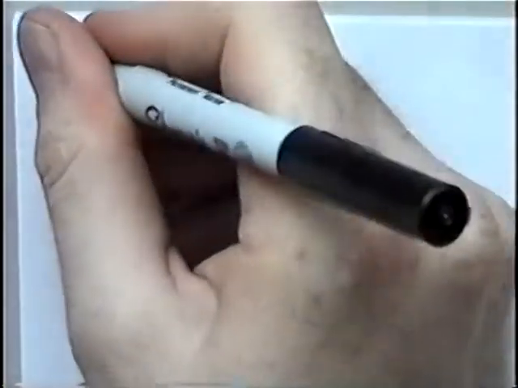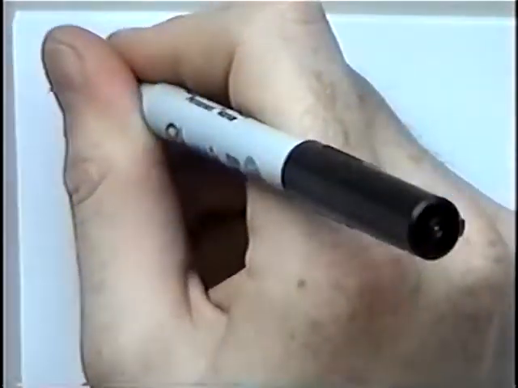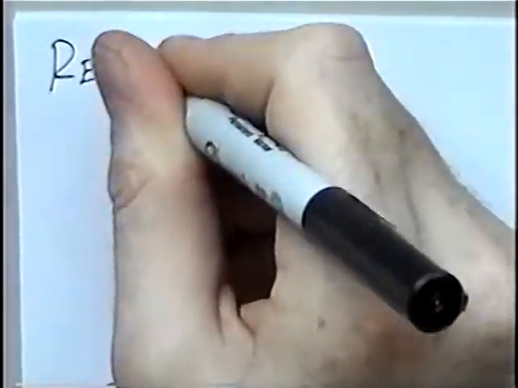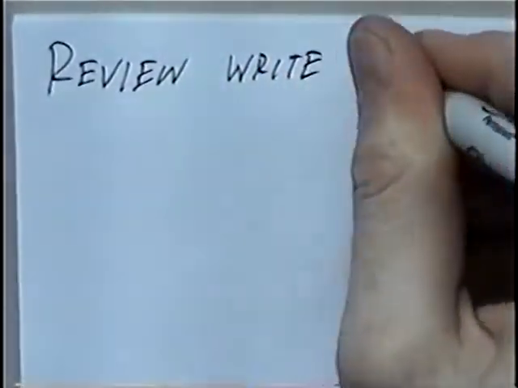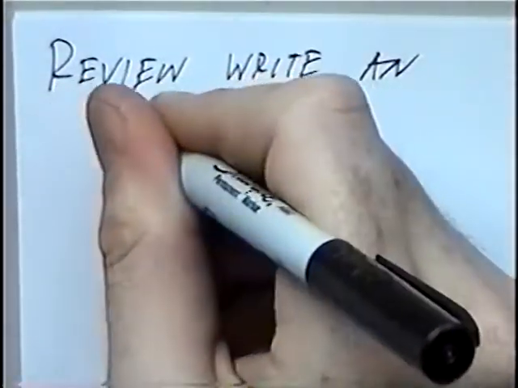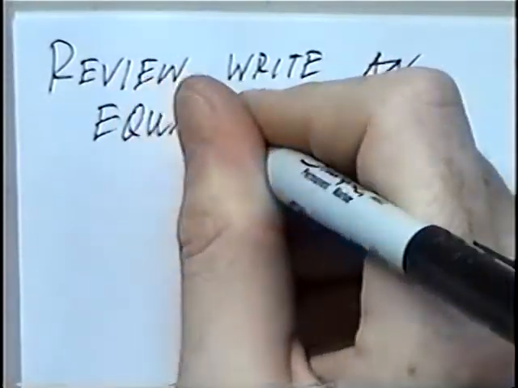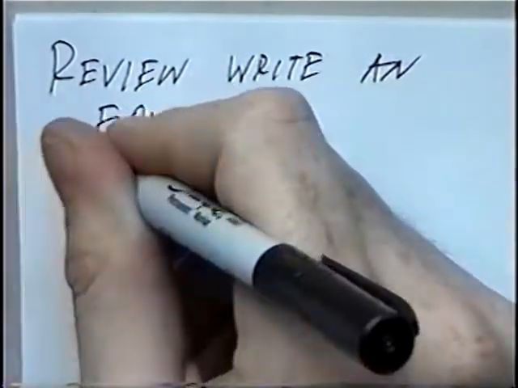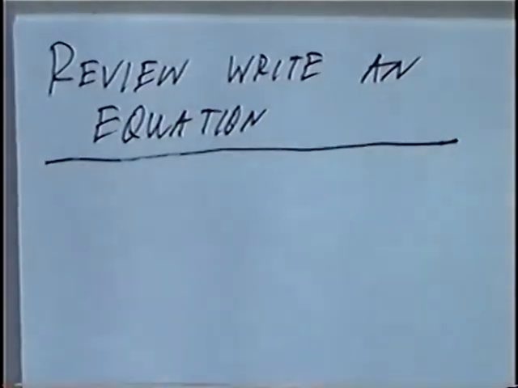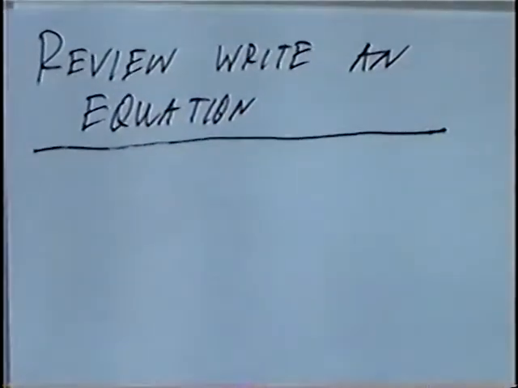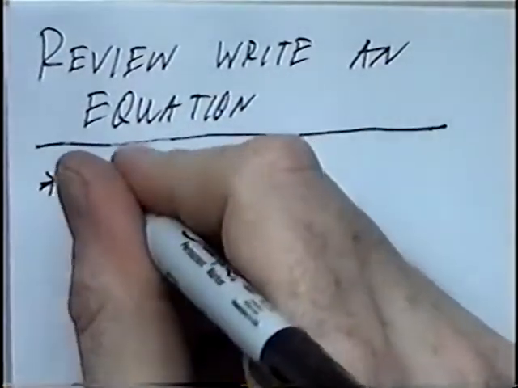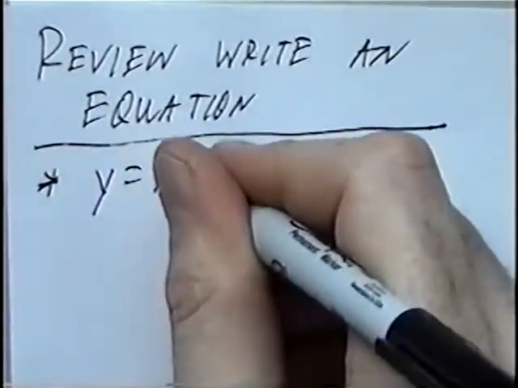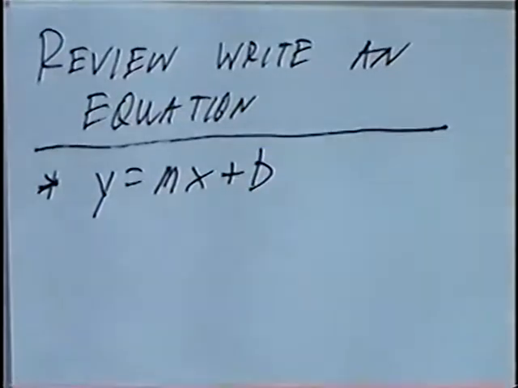Title of the first section today is Review, Write an Equation. In this section we'll review how to write an equation. The equation again, or formula for this chapter, y equals mx plus b.